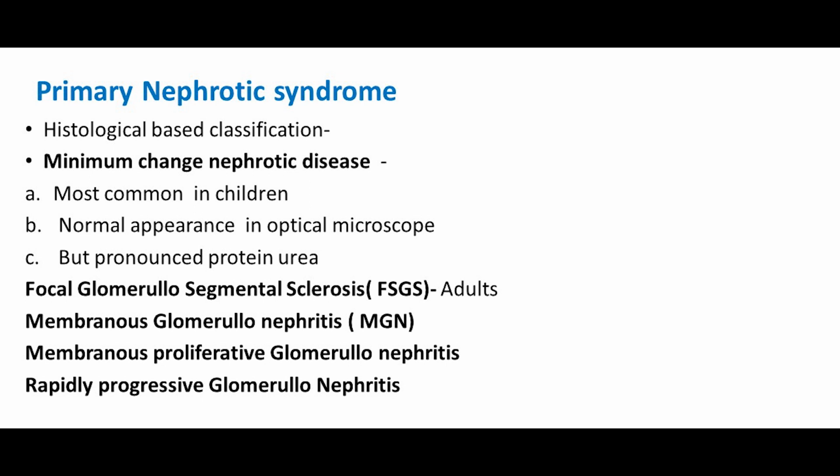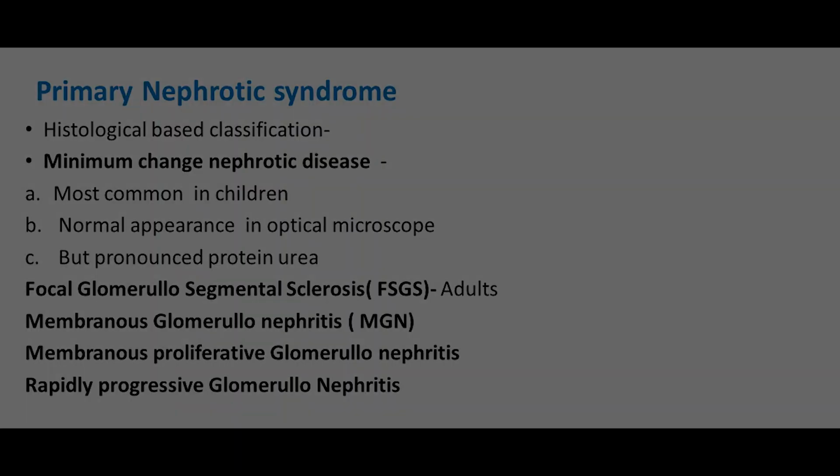Now let us discuss primary nephrotic syndrome. Primary nephrotic syndrome is further divided on a histological basis. One of the main classifications is minimal change nephrotic syndrome or minimal change nephrotic disease. As far as children are concerned, this is the main focus, because 90% of the cases of nephrotic syndrome in children are because of this minimal change nephrotic disease.